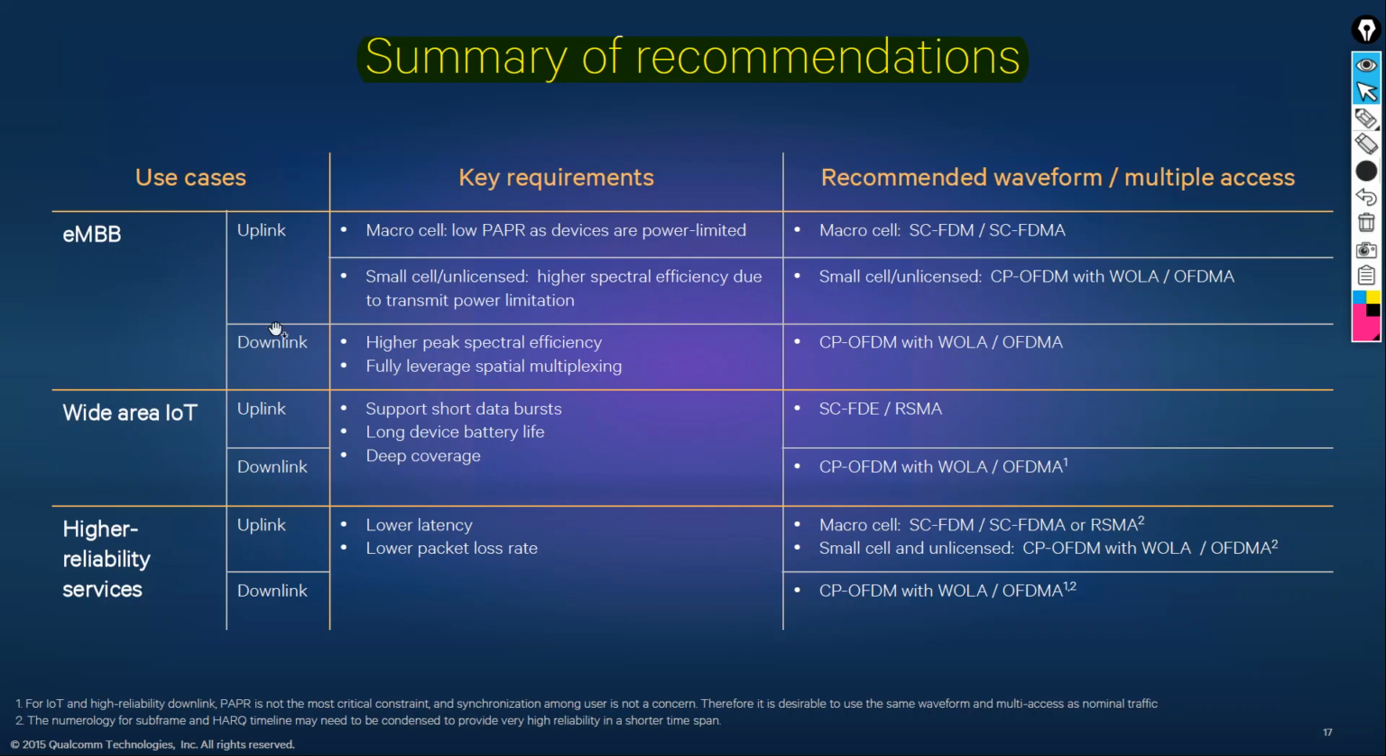In enhanced mobile broadband, we said downlink CB-OFDM, uplink single carrier FDMA or CB-OFDM. Wide area Internet of Things, uplink single carrier FDMA, downlink is CB-OFDM. Higher reliability service, which we call ultra reliable low latency communication, downlink you have CB-OFDM, and uplink you have single carrier FDMA with different waveforms. And here the requirements, and here the recommended waveform that can meet these requirements.